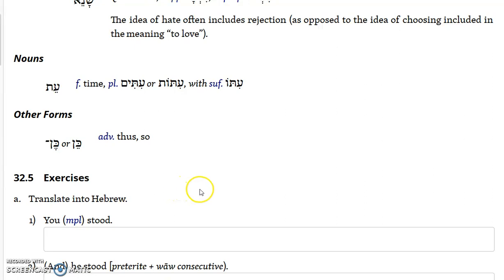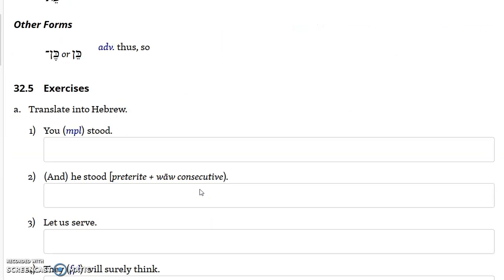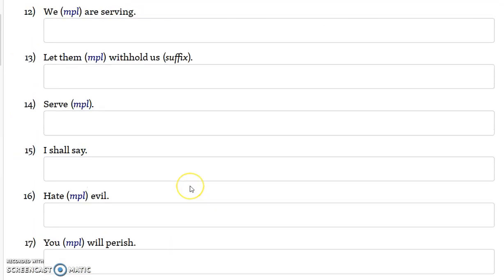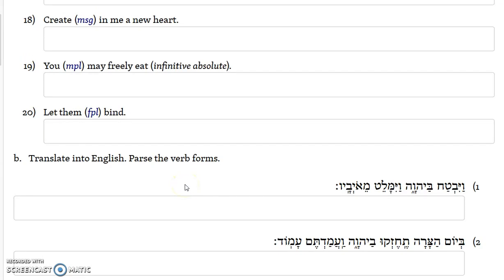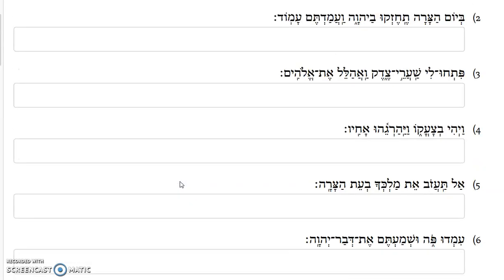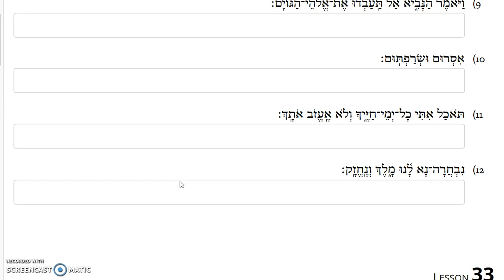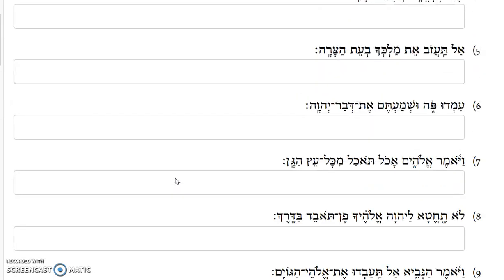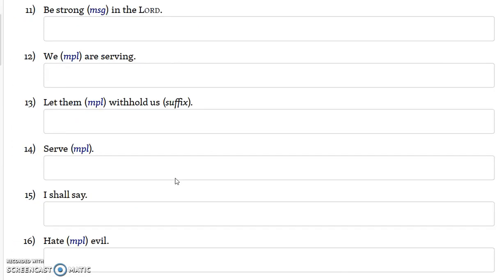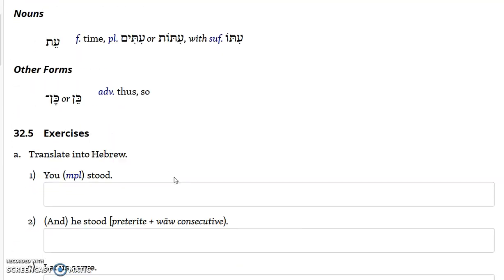The exercises, you get to practice on some of these forms by translating from English into Hebrew. And then, as usual, you have some translation of Hebrew sentences into English and are asked to parse each of the forms. None of these, as it turns out, are from any biblical text per se. But as we go along, we'll get more and more biblical texts as we're getting more and more of the grammar.